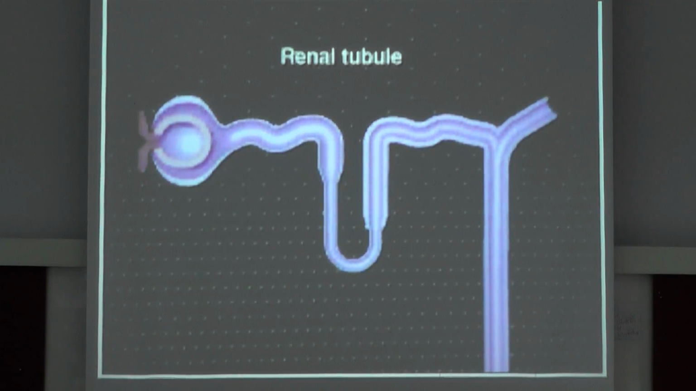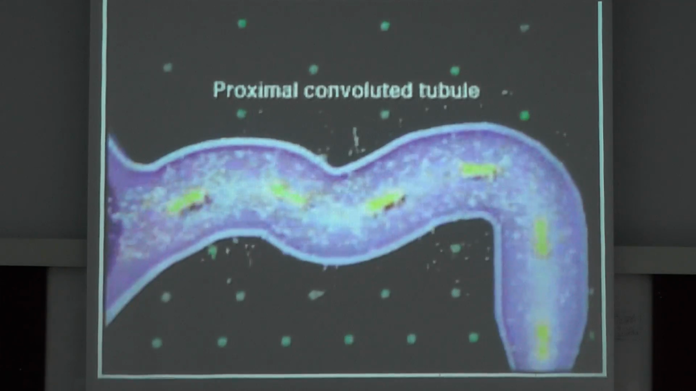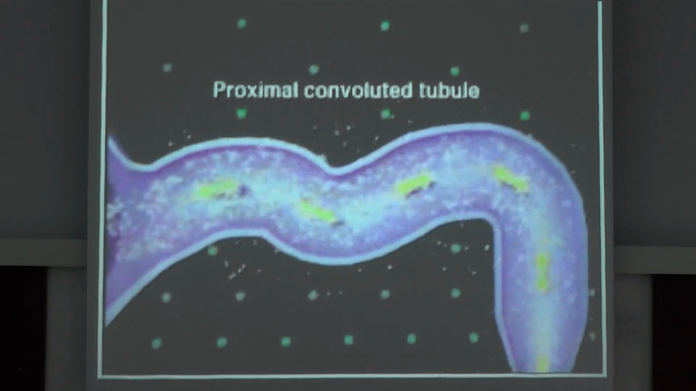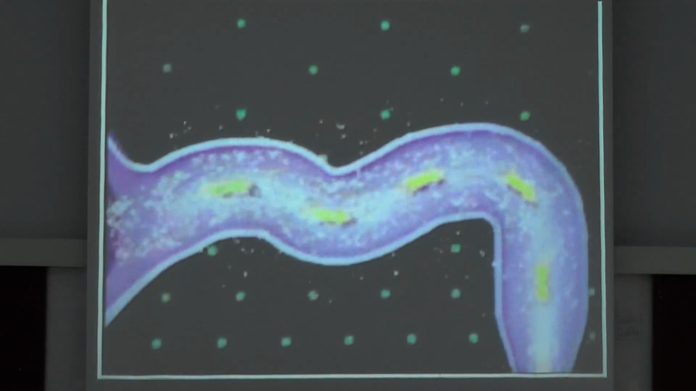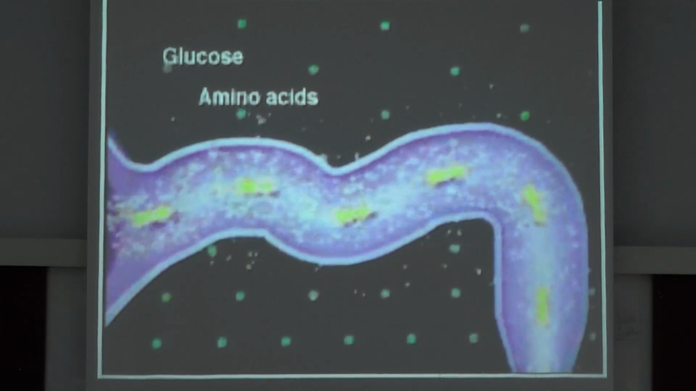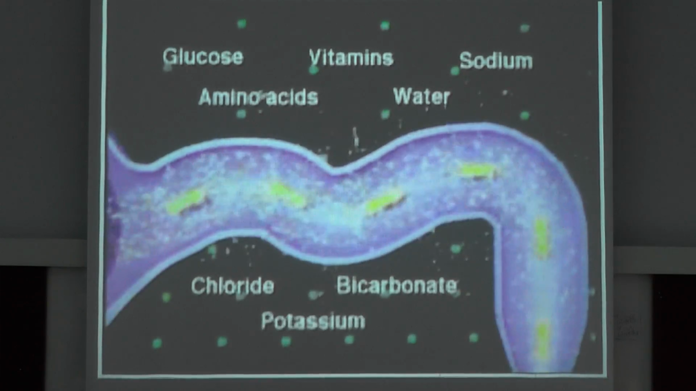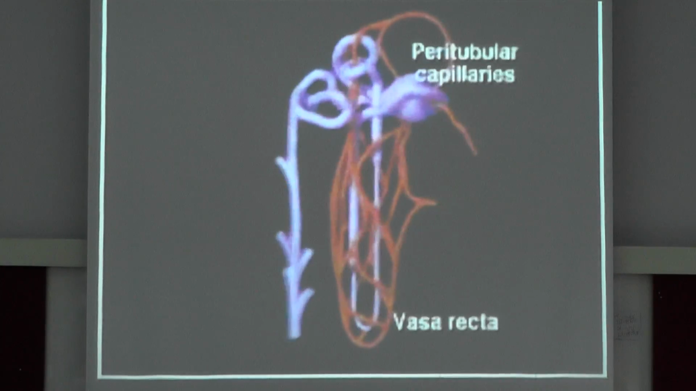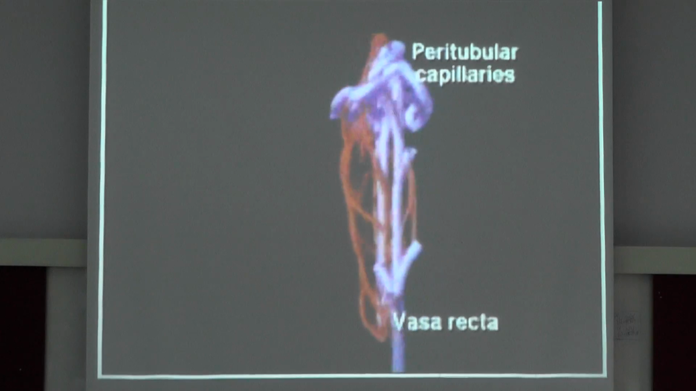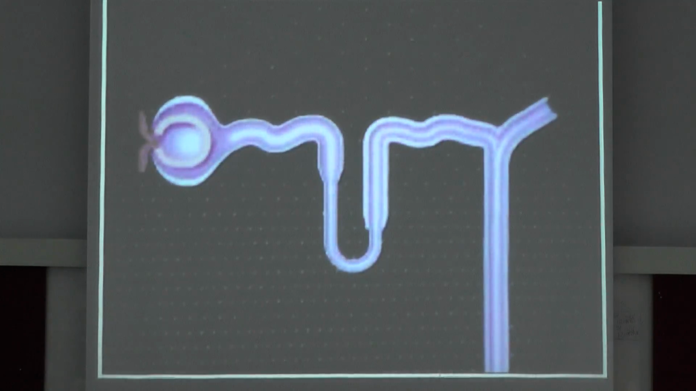The next nephron section, the renal tubule, has 3 parts in series. Filtrate within Bowman's capsule enters the proximal convoluted tubule. Reabsorption of important molecules and ions from filtrate back into blood occurs here. These include glucose, amino acids, vitamins, water, sodium, chloride, bicarbonate, and potassium. Blood vessels receiving reabsorbed species are peritubular capillaries, a plexus derived from the arteriole leading the renal corpuscle.